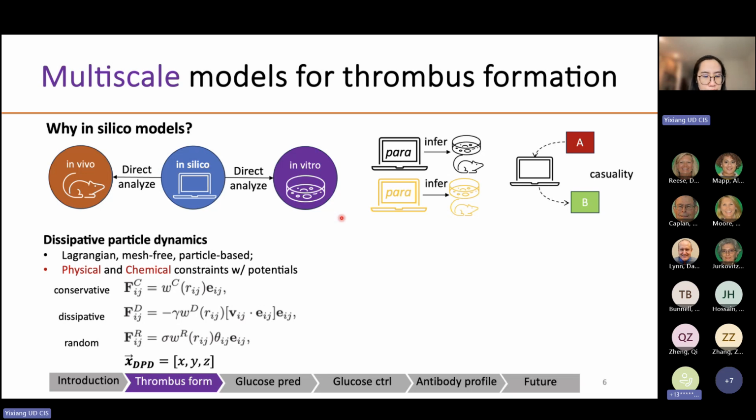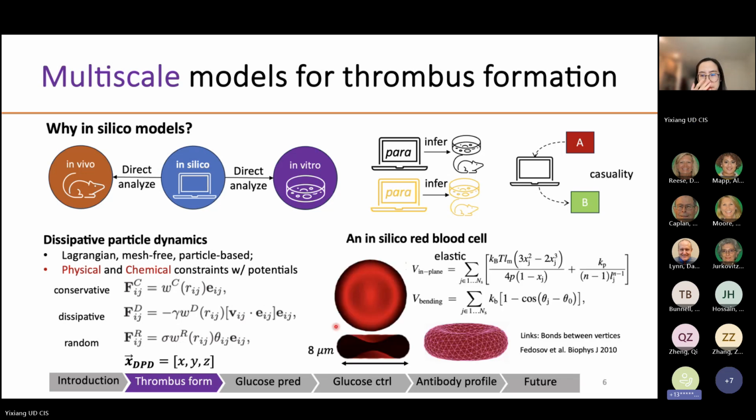One is a conservative force, second is a dissipative force, and then third is a random force to keep the whole system physically consistent. And specifically, another advantage of our simulation approach is that it's usually 3D, meaning that every particle has 3D coordinates that we're interested in looking at.